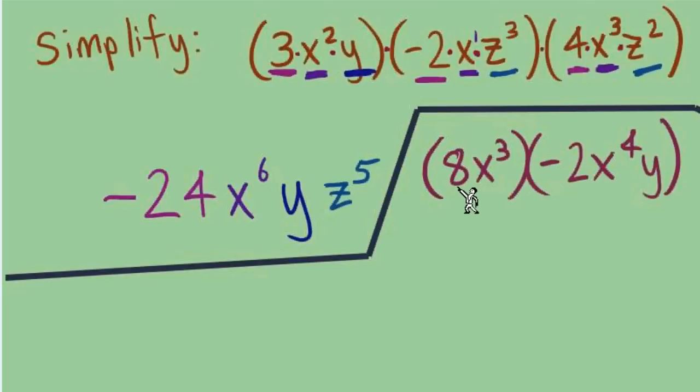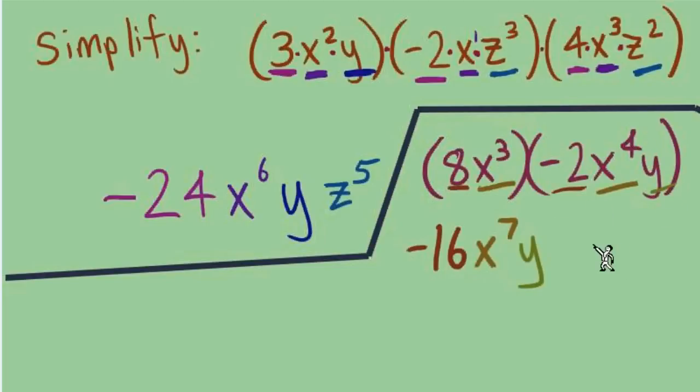So we see 8 times -2 is -16. X to the third, and now here's x to the fourth, x to the 7th, and we have 1y, bringing down 1y. There's our answer.